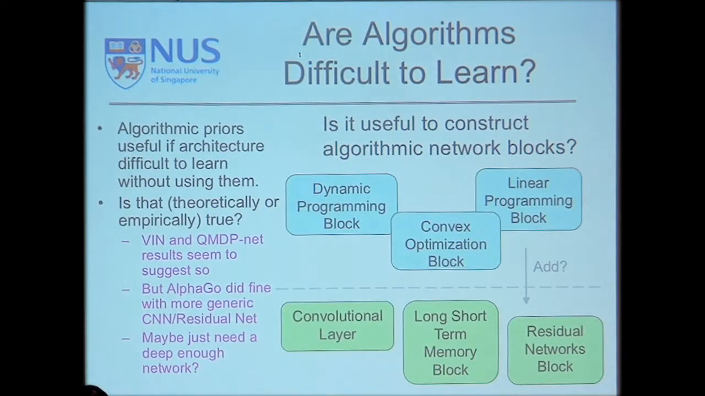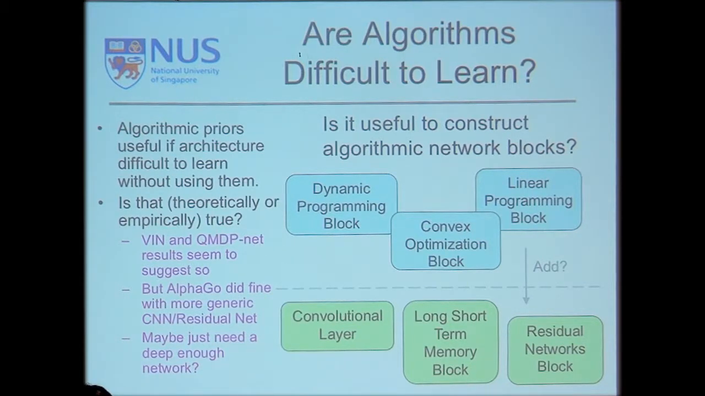Okay, so the reason we are doing this is asking: does an algorithmic prior help? Is it theoretically or empirically true that it helps? If it's difficult to learn without encoding the algorithm, then it's a good thing to do this. The experiments that we have done seem to suggest that it helps, and the experiments in the value iteration network also indicate that it helps, but it would be interesting to study theoretically. Are algorithms hard to learn when we encode them as a generic network, like a generic CNN? Is it difficult to learn?